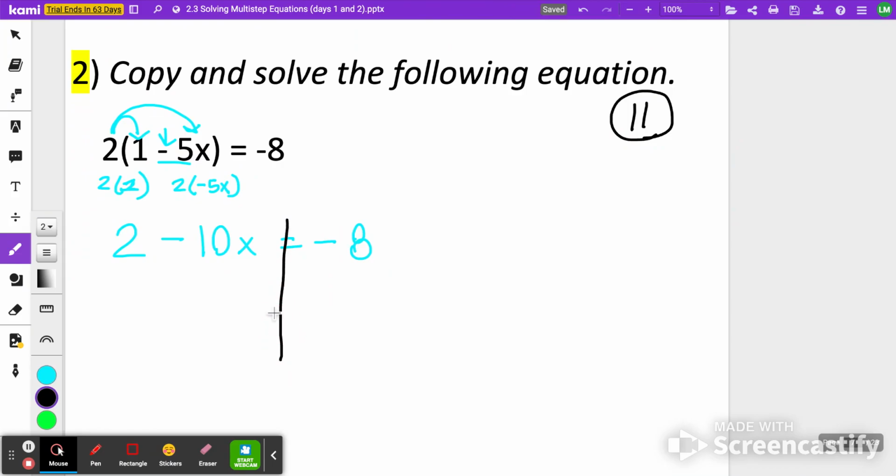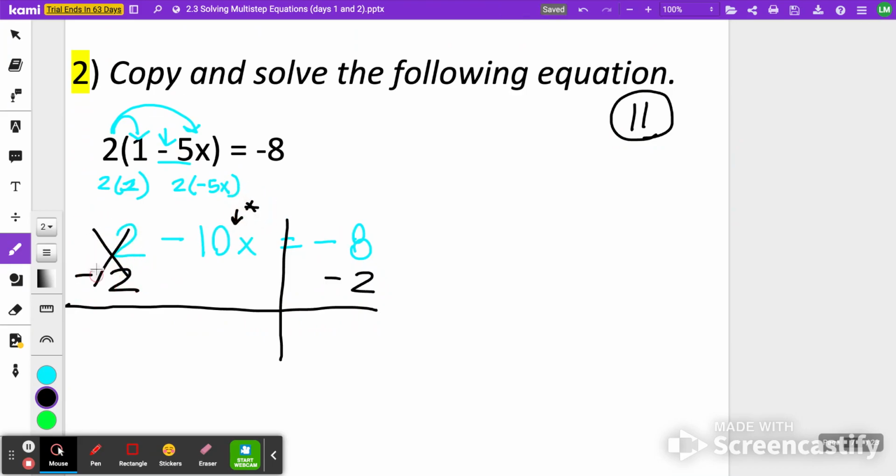Now I'm ready to start my combining like terms. I don't have any combining like terms on the same side of the equation sign, so then I'm ready to add or subtract. I am going to focus on this 2 by subtracting 2 from both sides. Again, I cannot worry about this 10x or the negative 10x yet because it's being multiplied.